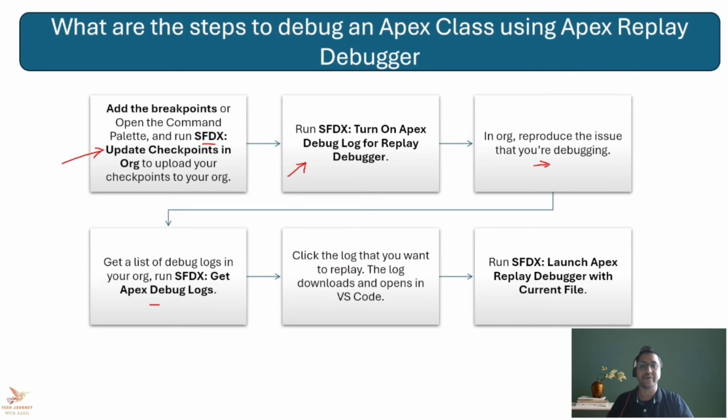Out of those log files, you select the log file that you want to replay. And once the file has been selected, you have to hit another command: sfdx launch apex replay debugger with the current file. I know the steps are a bit tricky if you have not used the Apex Replay debugger, because you have to remember all these different commands.